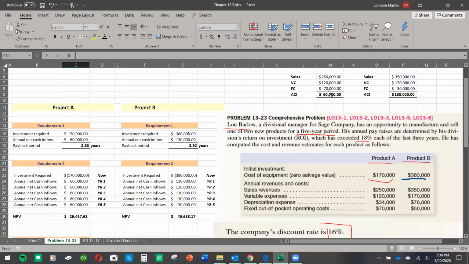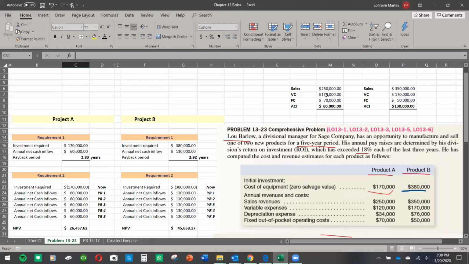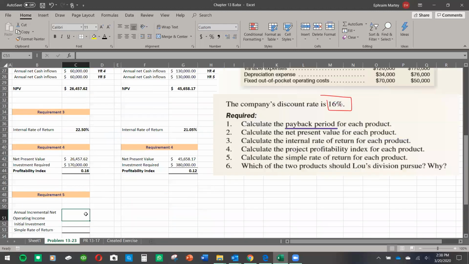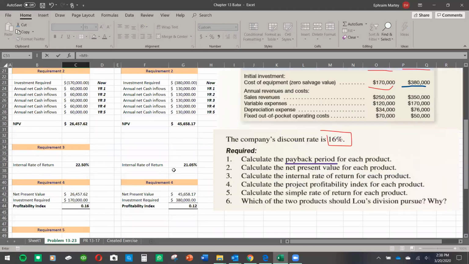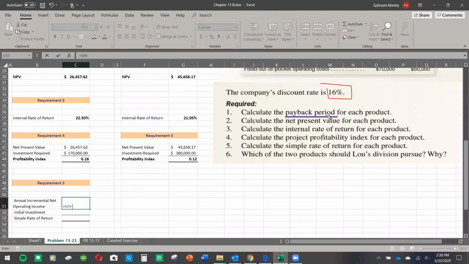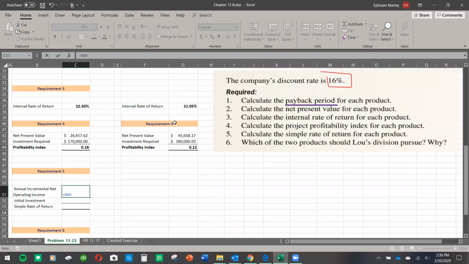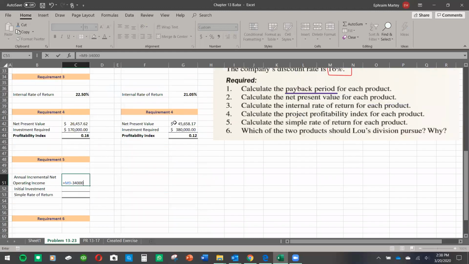And because we did not subtract depreciation here, we're going to subtract depreciation from the annual cash inflow. Okay, does that make sense? So your net operating income is the payback, which is the 60,000 annual cash inflow, minus the depreciation. What was the depreciation for product A? 34,000. So we type in 34,000. That gives us 26,000.